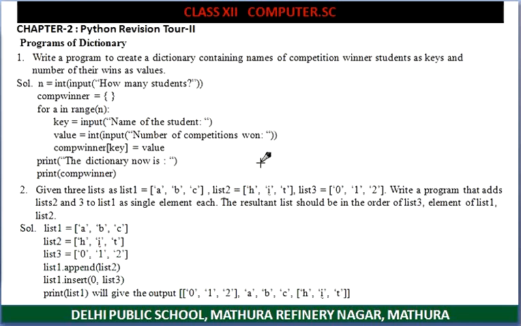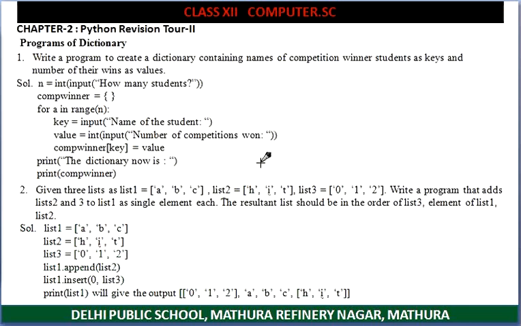Here we are reading the key. Value is equal to input, number of competition won. Here we are reading the respective values, and with the help of this statement, competition winner key is equal to value, the key value pair is added to a dictionary.